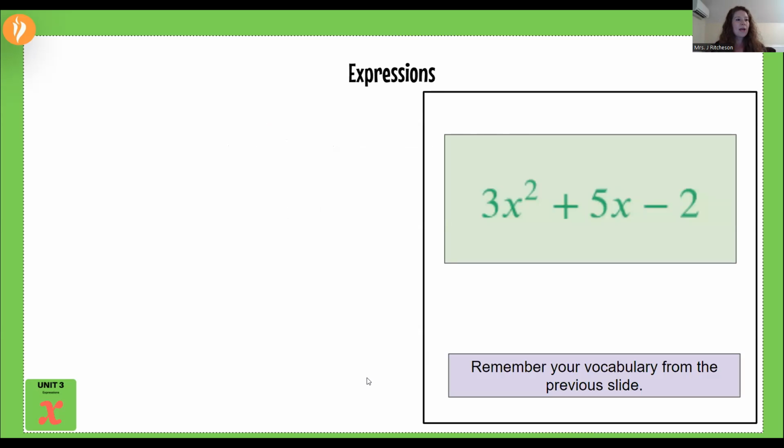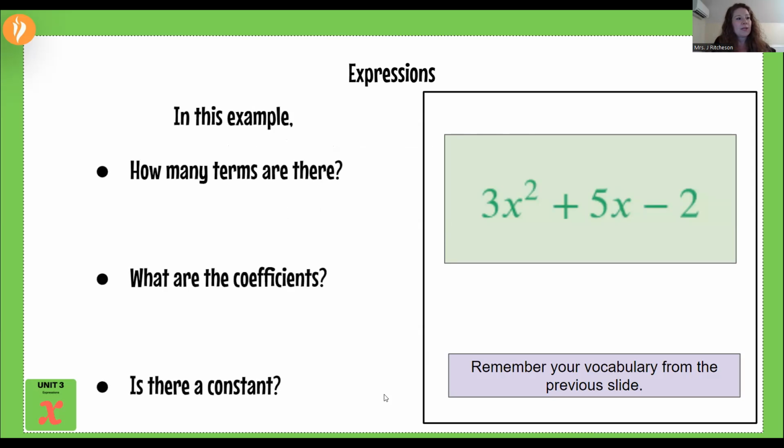So how many terms do you see here? We have 3x squared as a term, positive 5x is a term, and negative 2 is a term. So that sign belongs to whatever that number is right behind it. What are the coefficients? The coefficients are numbers multiplied by variables. So our coefficients are 3 and 5.